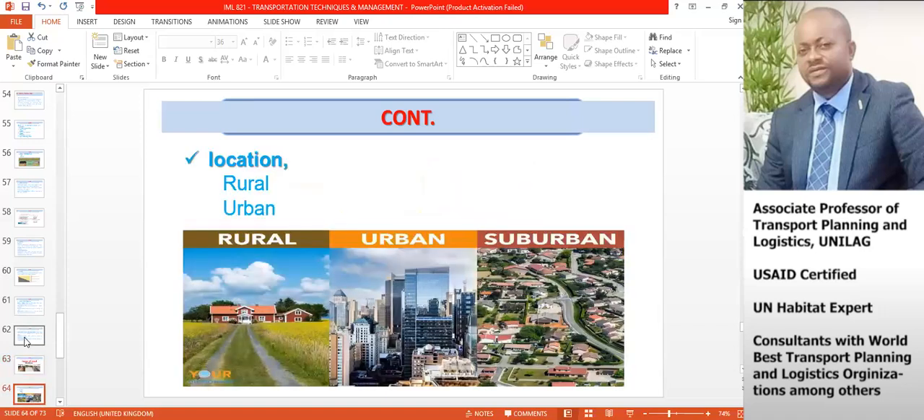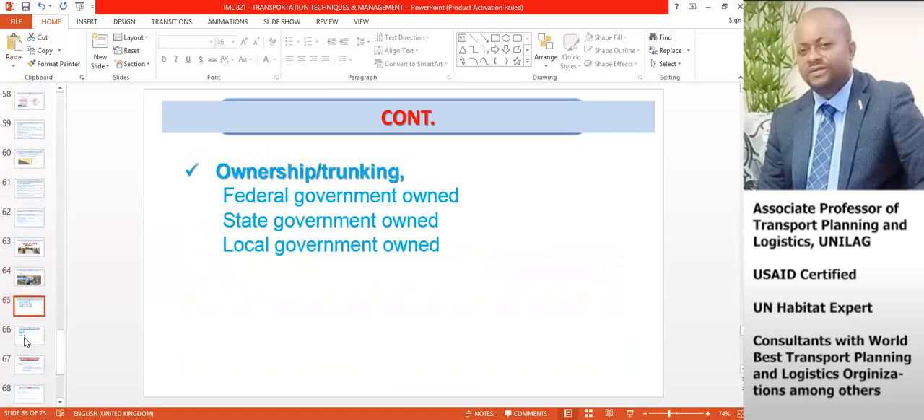Then location. Location is another classification of road. You have rural classification, rural under location, you also have urban. In fact, this graphics is helping us to have the three. There is an extra, which is suburban. Suburban is like the boundary of the urban. So you can see the picture to help us get further understanding of it.